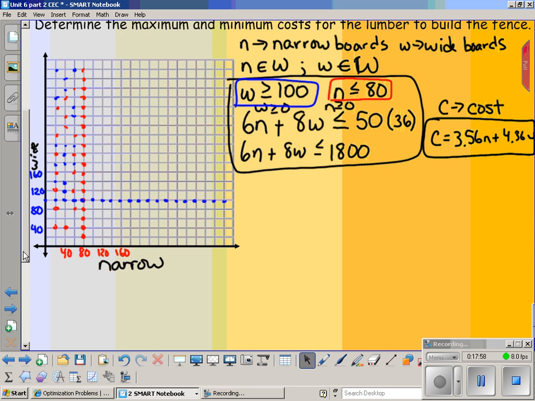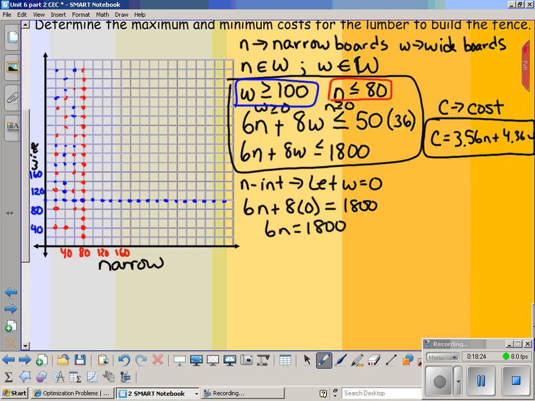Now we need to draw our graph of 6n plus 8w less than or equal to 1800. And again, it may be easiest to use the intercept method. So if I want to find the n-intercept, I'm going to let w equal 0. So I'm going to have 6n plus 8 times 0 equals 1800. So I'm going to have 6n equals 1800. So n equals 300.